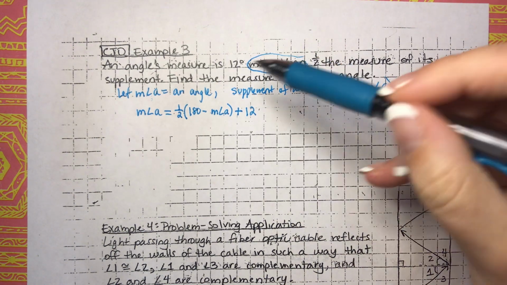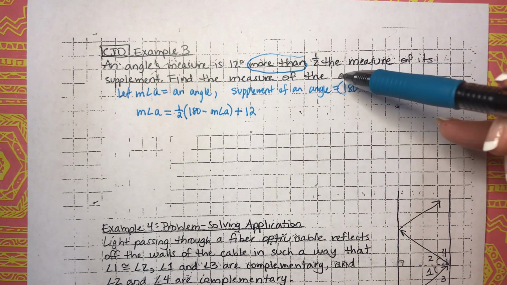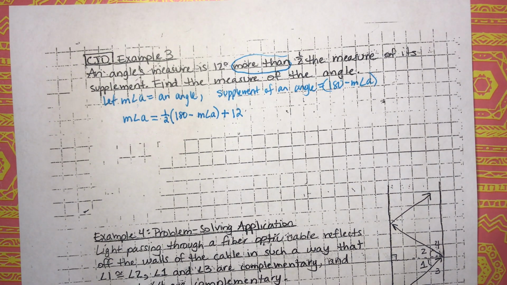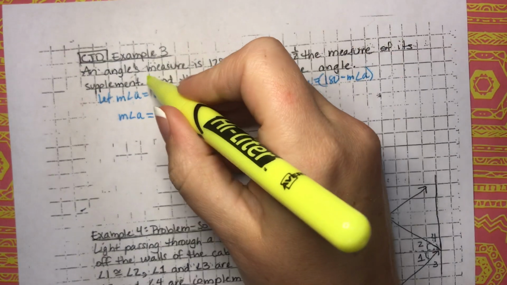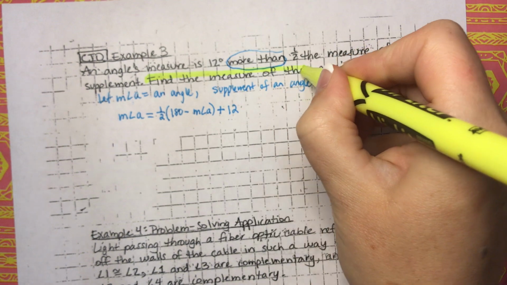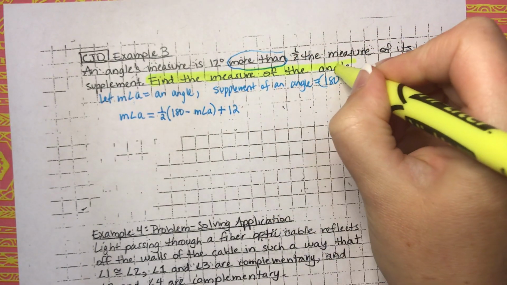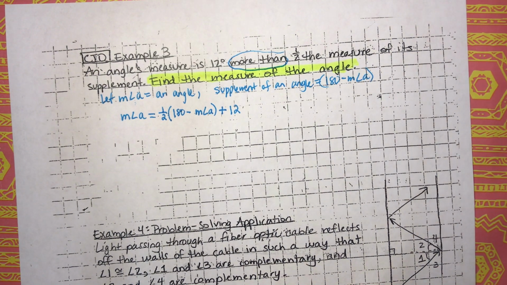Okay, so that's the equation, and then what do we need to do? We need to find the measure of the angle. So that's what they're asking for. Find the measure of the angle. So I'm going to highlight that so I remember to look back and make sure I answer the question correctly.